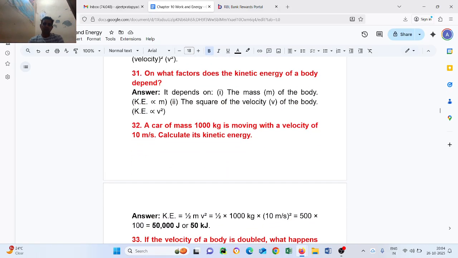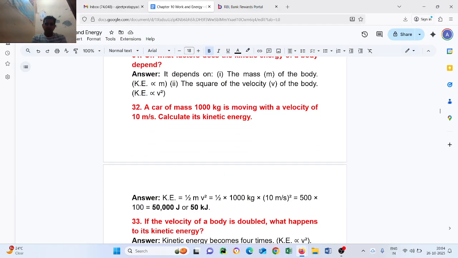Question number 32. A car of mass 1000 kg is moving with the velocity of 10 meter per second. Calculate its kinetic energy. Answer: KE equals half mv squared, equals half multiplied by 1000 kg multiplied by 10 meter per second squared, equals 500 multiplied by 100, equals 5000 joule or 5 kJ.